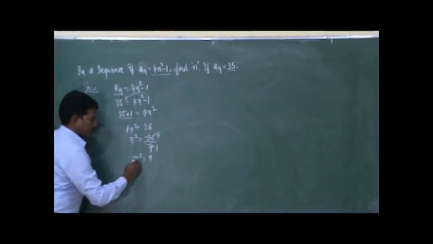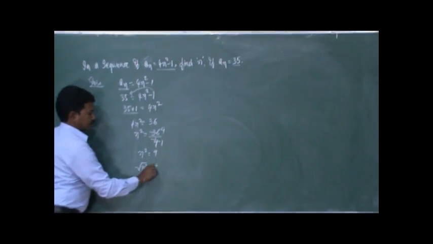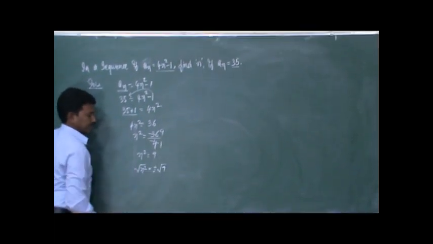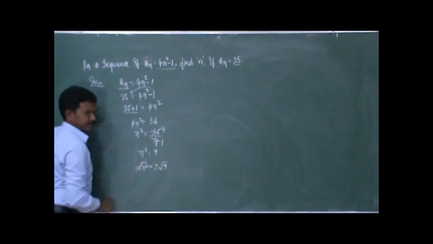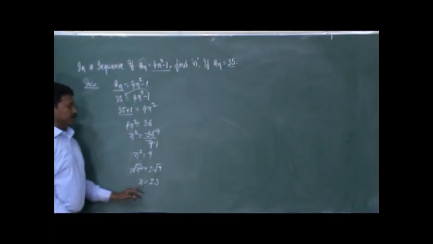So when you take the square root of both sides, it becomes square root of n square is equal to plus or minus square root of 9. Square and root cancel. N is equal to plus or minus 3. So which value are you going to take?